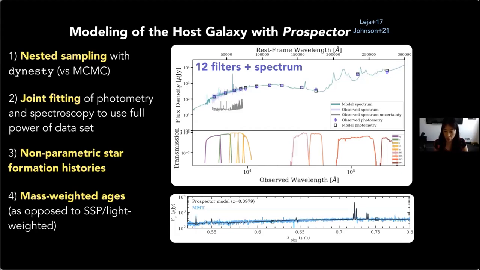And just to show you how well our model does with the spectroscopic fit, this is just a zoomed in version of the Prospector model with our MMT spectrum. And you can see almost every believable bump and wiggle we are able to fit very well.